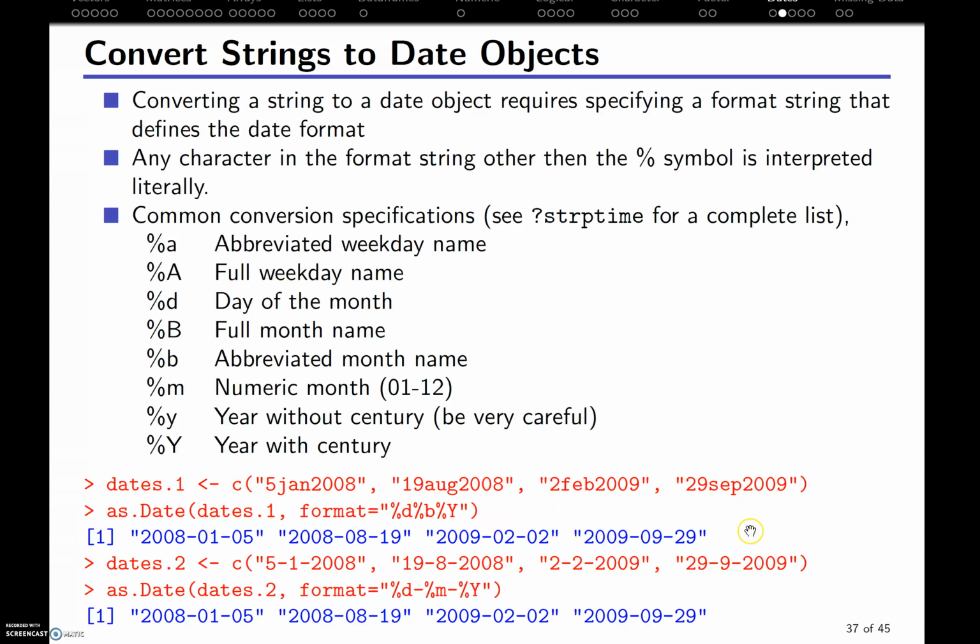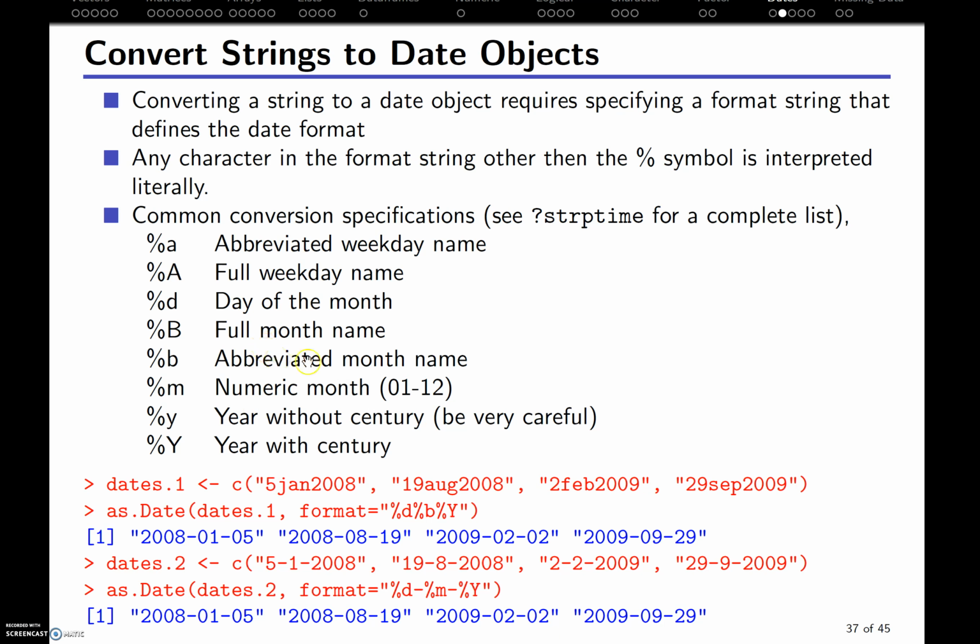Notice these are not entered as dates, but would just be read as character strings within R. R would have no way of knowing that dates.1 is actually dates. So now we're going to run it through the function as.date, and we're going to tell R that this is the format. So notice %d is the day of the month.